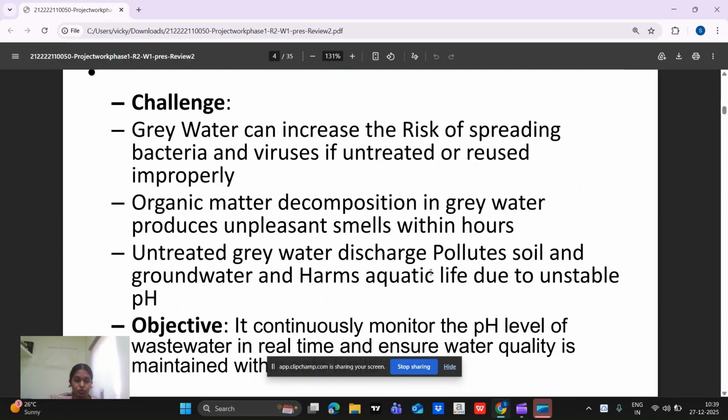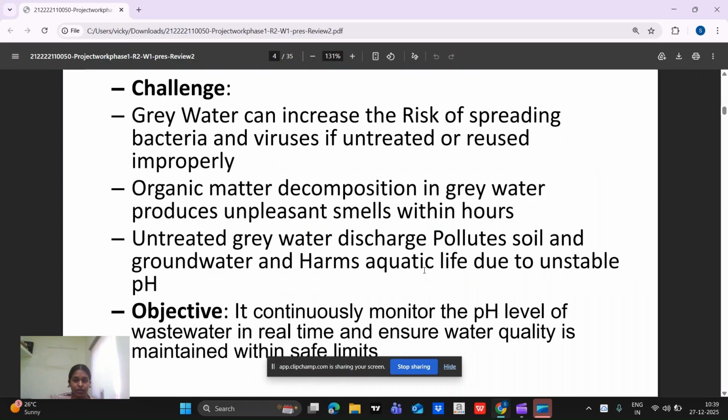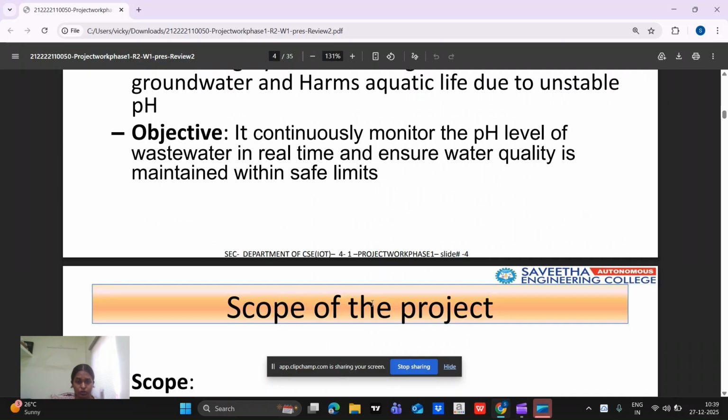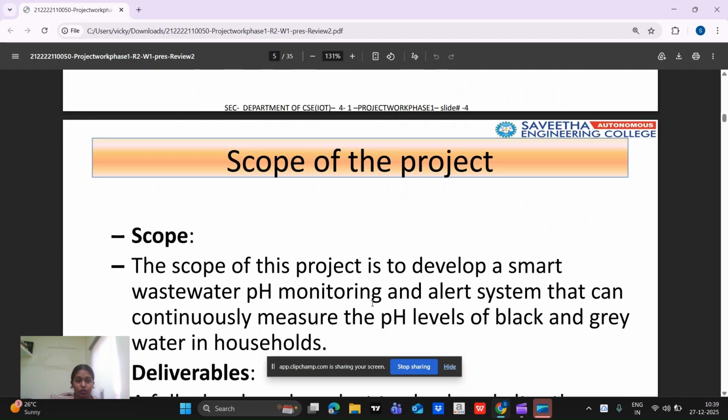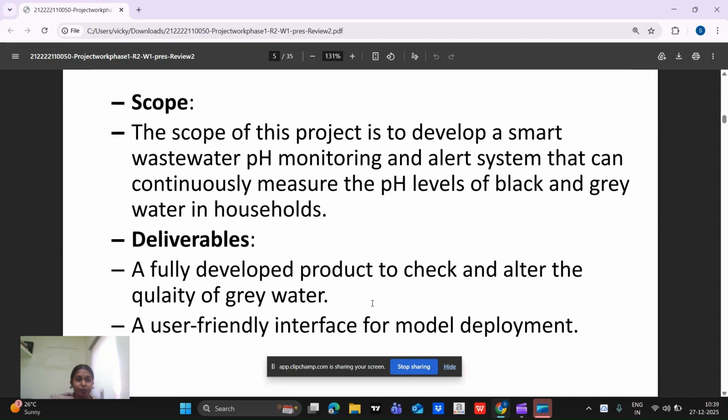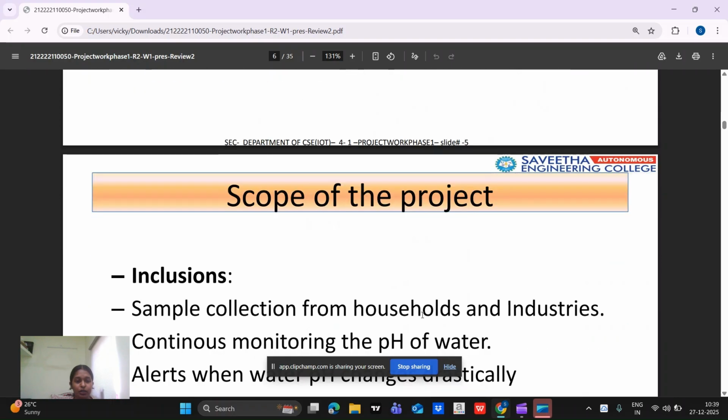So our objective is to continuously monitor the pH level of wastewater in real time and ensure water quality is maintained within safe limits. This is the scope of the project. The scope is to develop a smart wastewater pH monitoring and alert system that can continuously measure the pH levels of black and grey water in households. So let's get into the project and see the explanation and building of the project.